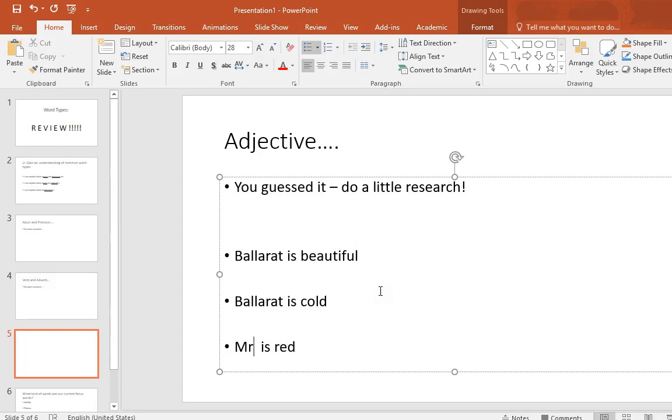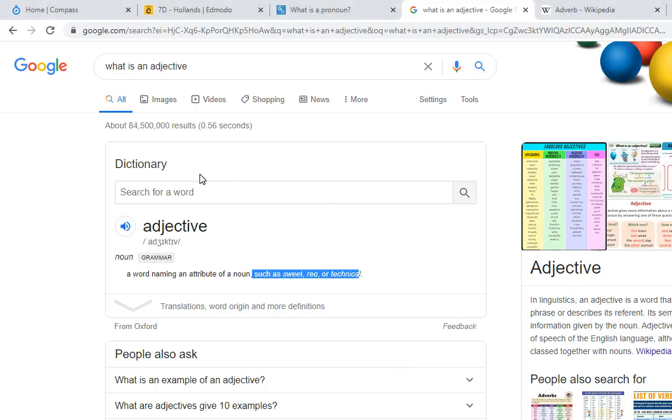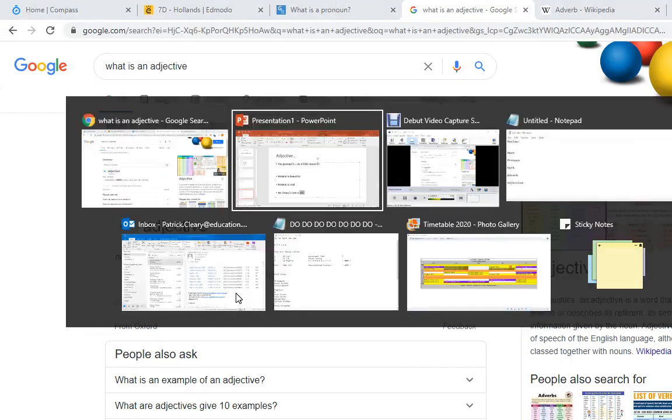Mr. Cleary's face is red. Cool. So this is the noun. I think these are both nouns here because you've got Mr. Cleary. That's a person, place, or thing. Face as well is a person, place, or thing. And red would be the descriptor, the adjective, or the attribute of the noun.